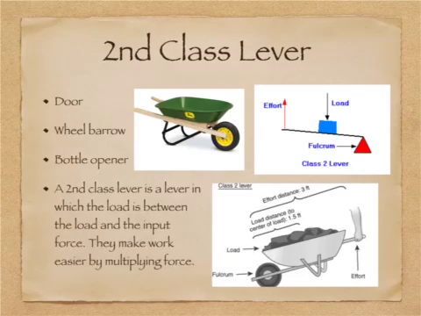This is a second-class lever. An example of a second-class lever is a door, wheelbarrow, and a bottle opener. A second-class lever is a lever in which the load is between the fulcrum and the effort. They make work easier by multiplying force.